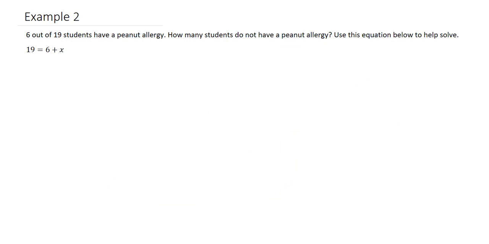So let's look at the next example. 6 out of 19 students have a peanut allergy. How many students do not have a peanut allergy? We're going to use the equation below to help us solve. So we have 19 students. 6 of them have a peanut allergy, plus x, which is the non-peanut allergy people.